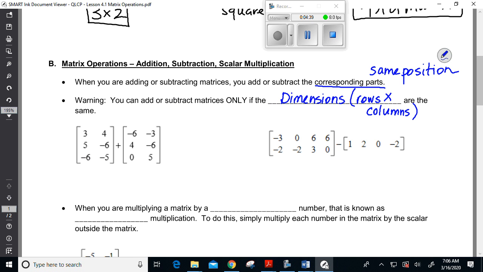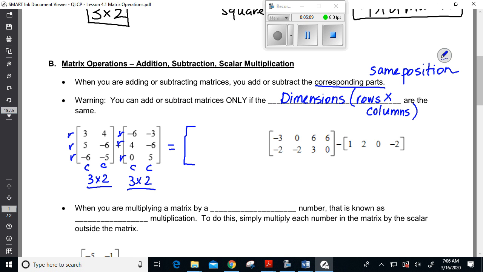So in the case of these two, the very first thing you would do is check to make sure that they're the same size. First matrix, you have 3 rows, 2 columns, so 3 by 2. Second matrix, 3 rows, 2 columns, 3 by 2. Since the dimensions match, we could keep going.